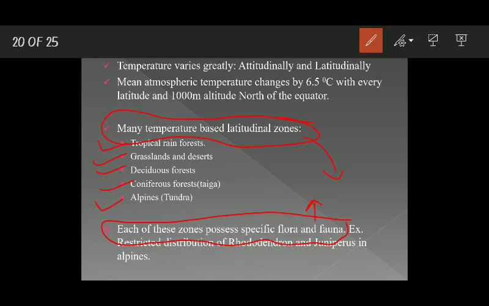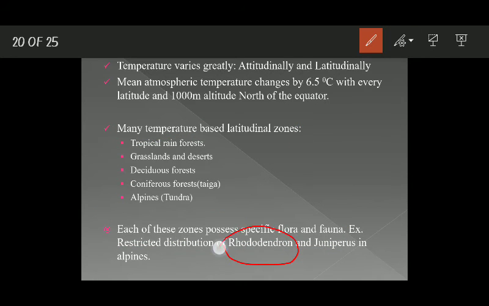An example is the rhododendrons and juniperus. These are plants restricted to alpines because they have specific adaptations to the temperature in the alpines. They cannot occur beyond alpines. You cannot find them in the tropical rainforests because they are adapted to the temperatures that prevail in the alpines.